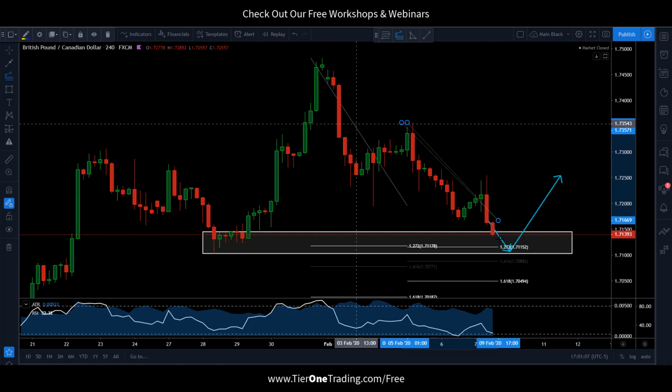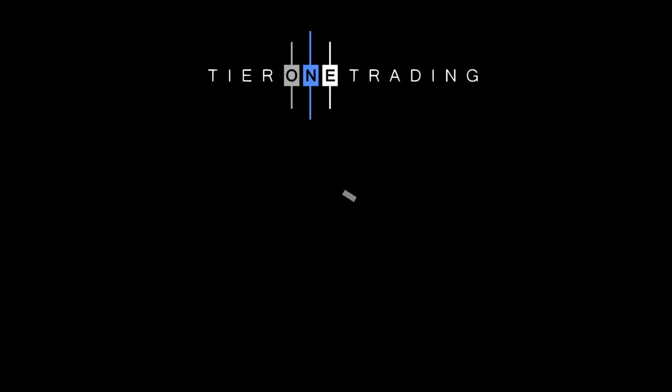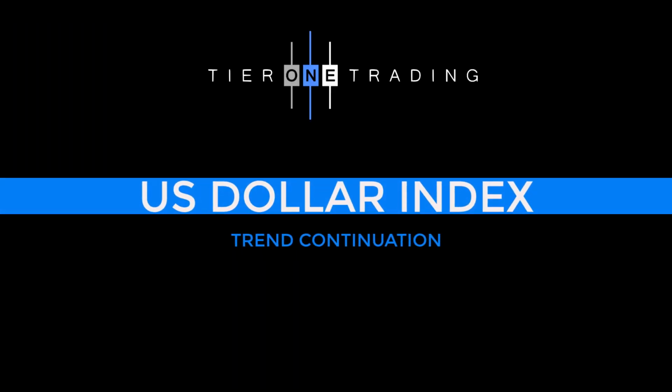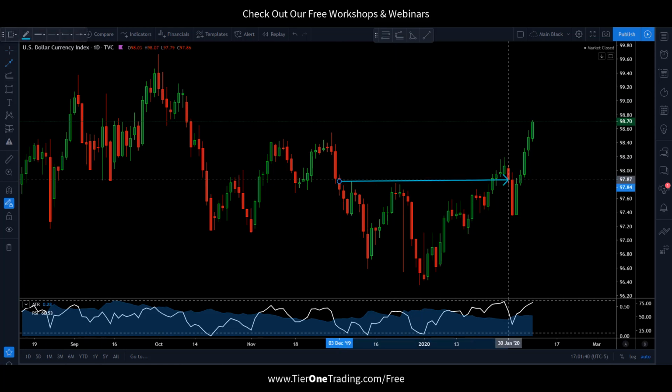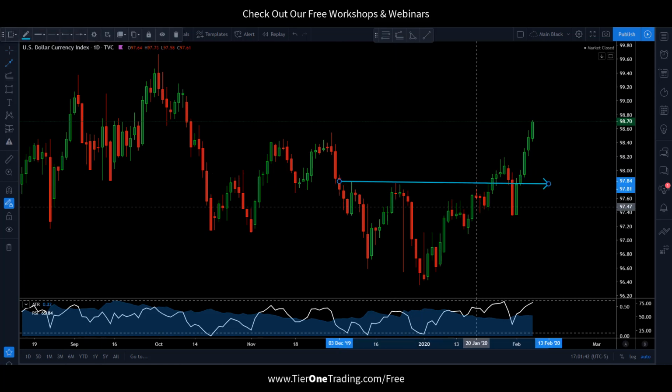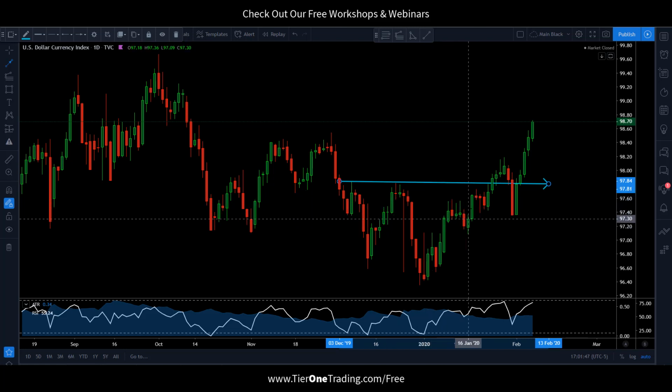So looking for a potential structure-based trade here on the pound Canada. So the next setup we're going to take a look at here is going to happen on the dollar index, and this has actually been a pretty fun chart to look at. We've made a few predictions late last year, early this year about breaks and closes of structure and retests, and we're looking for the same thing here. So you can see the market repeats itself, right?